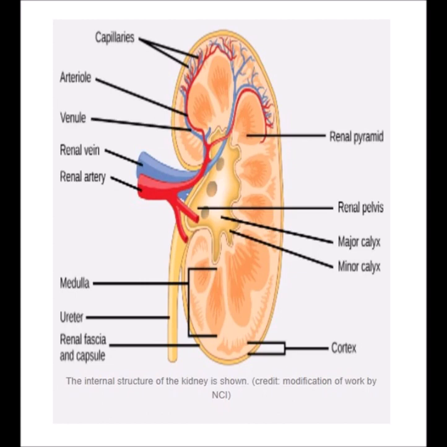Then we have the renal vein, which is bluish in color. The red one is the oxygenated blood from the heart. The renal artery is showing that it is red, showing that the blood is oxygenated from the heart. And then the renal vein is bluish in color, showing that the blood is deoxygenated and is going back to the heart. Then the ureter is shown, and the bladder.